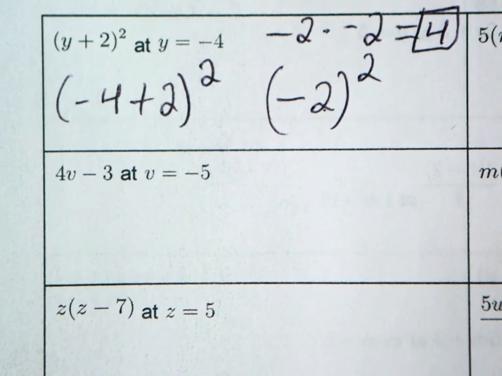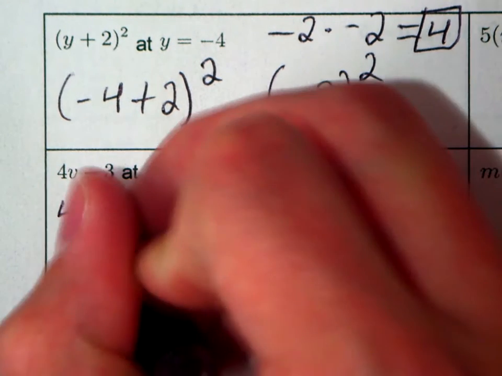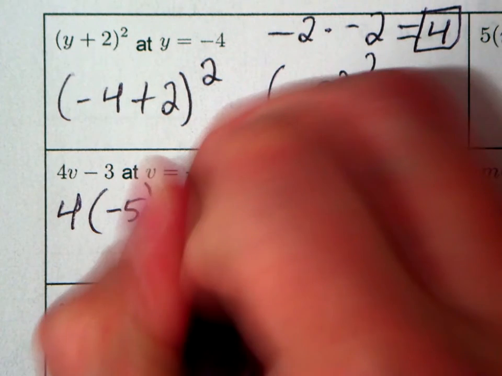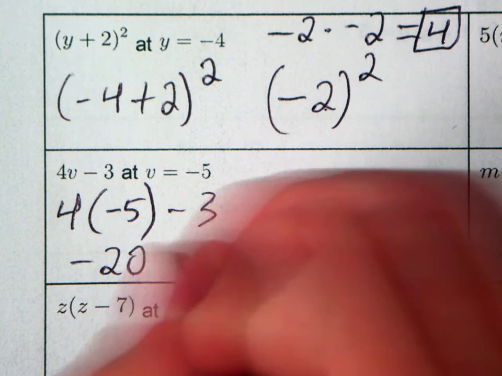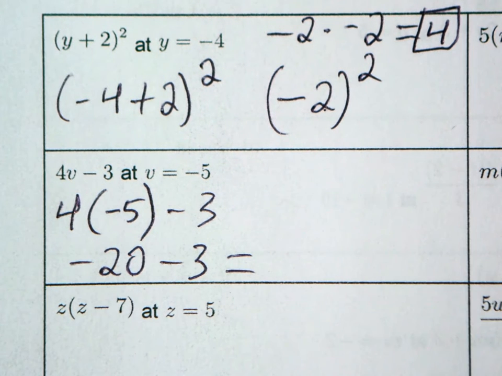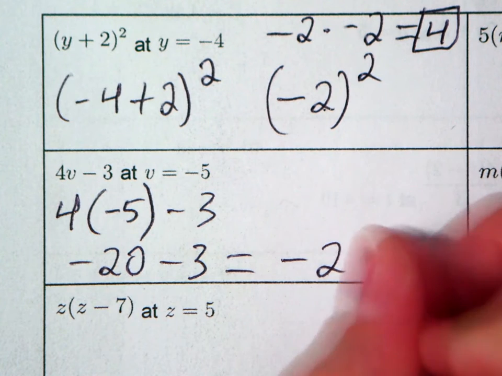The next problem, we replace v with what it's equal to. Oftentimes I find it helpful to use parentheses. It helps us keep track of that we are multiplying and not adding or subtracting. So here we have multiplication and subtraction. If we follow the order of operations, the first thing we do is multiply. So this gives us a negative 20 minus 3. And since we are subtracting from an already negative number, it brings us further negative to negative 23.